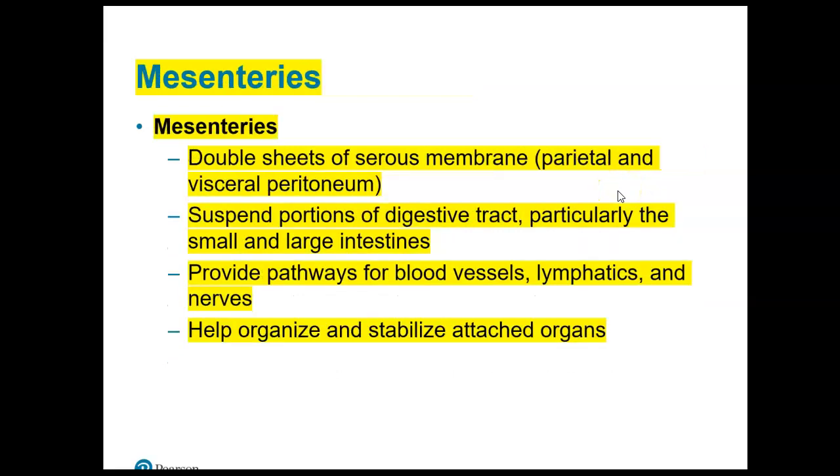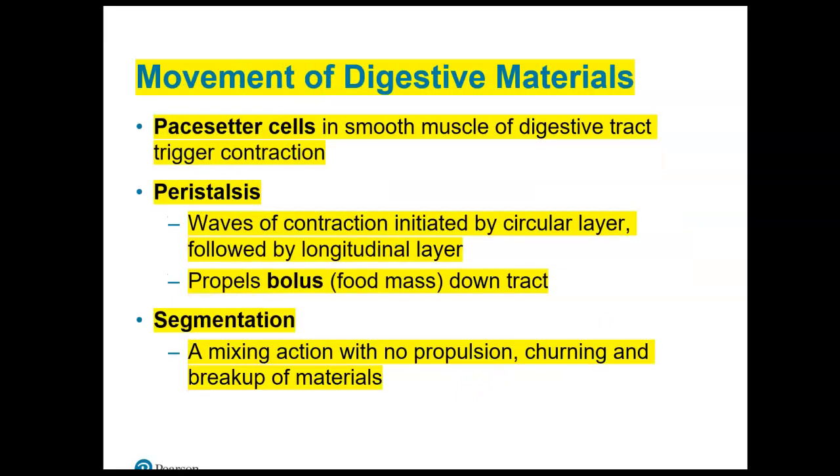And then we have mesenteries, which are double sheets of serous membrane that suspend portions of the GI tract. And this is particularly going to be in the intestines because they're so long and they're folded up, just to hold them in place. The mesenteries provide pathways for blood vessels, lymphatic vessels, and nerves, and they help organize and stabilize the attached organs.